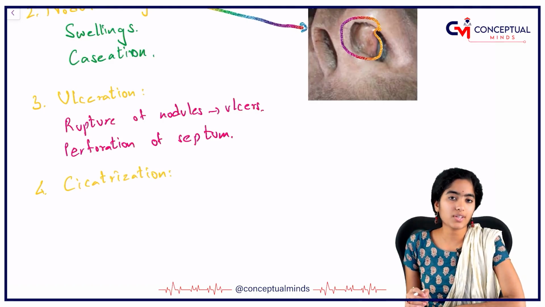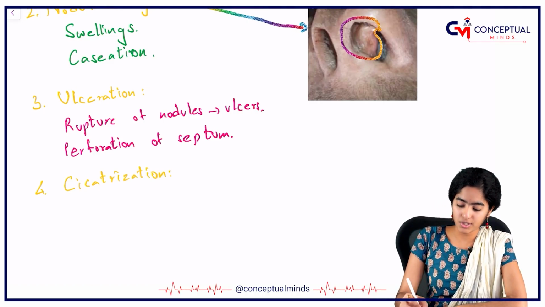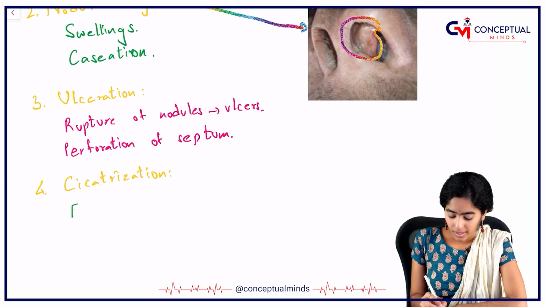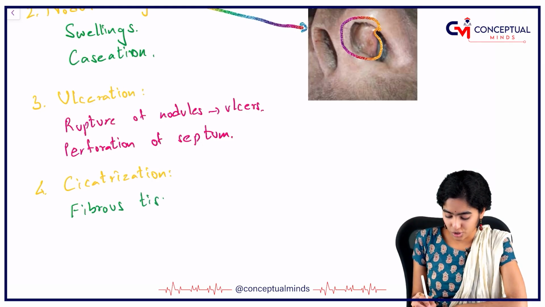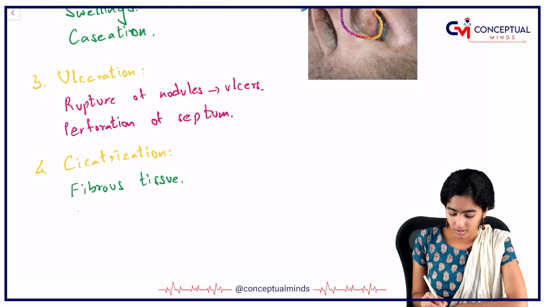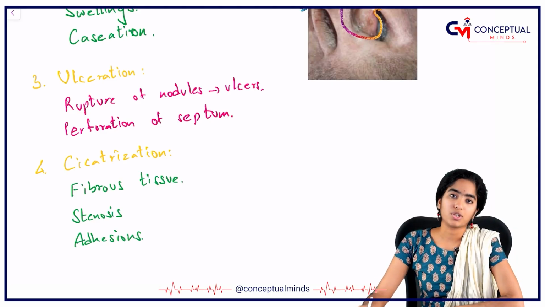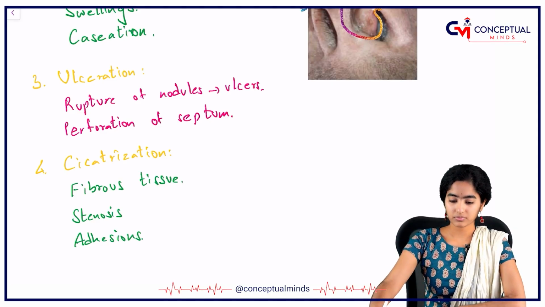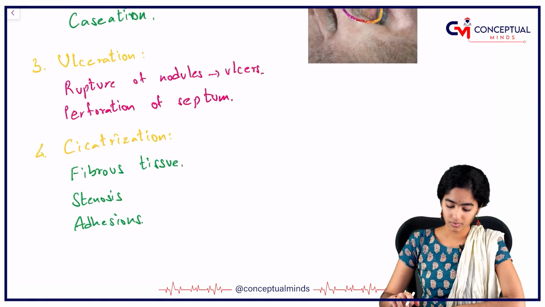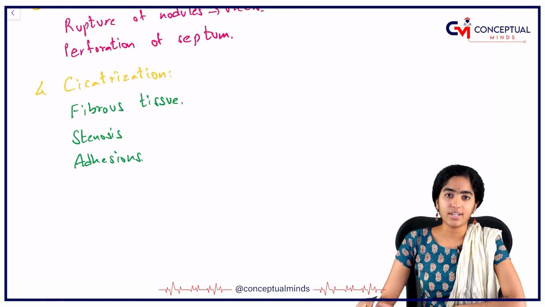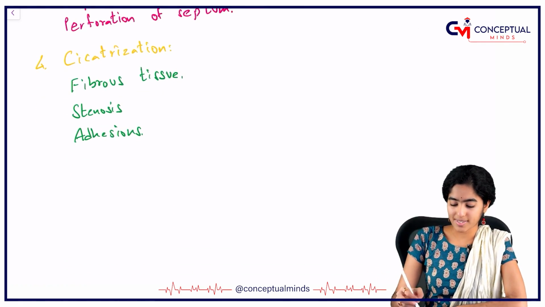Perforation of septum. And the last stage is the stage of cicatrization. This is characterized by formation of fibrous tissue, and it leads to stenosis and adhesions. Stenosis and adhesions are the classical features of cicatrization. Scar formation is seen. So these are the 4 stages of tuberculosis of the nose.